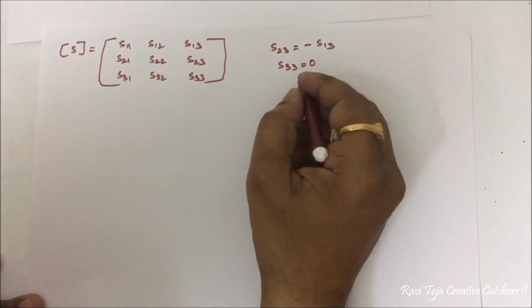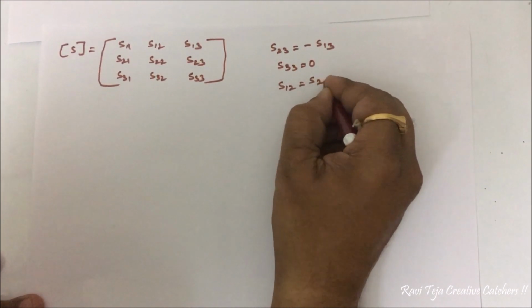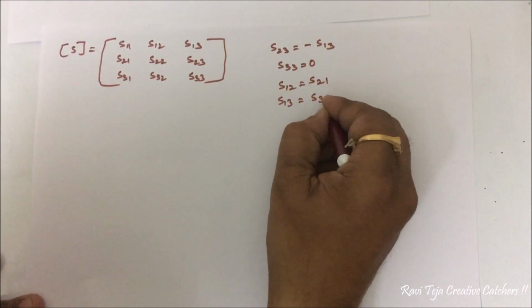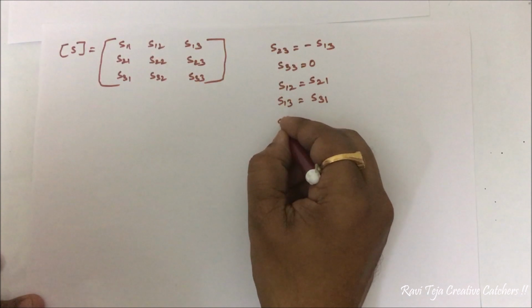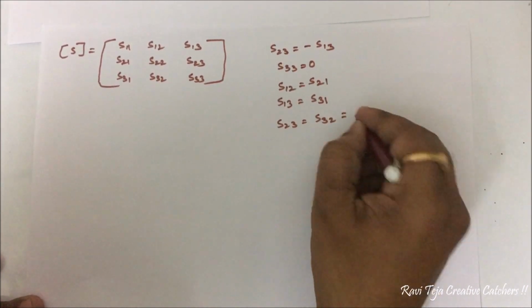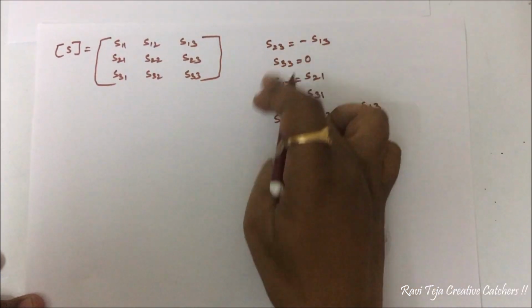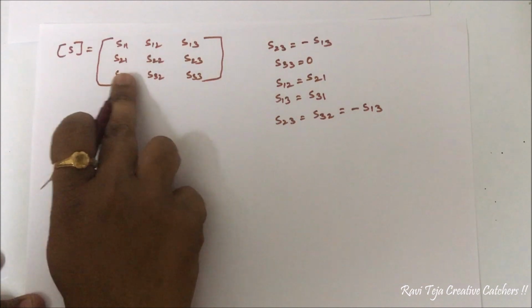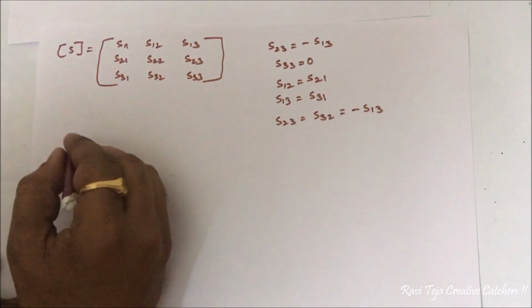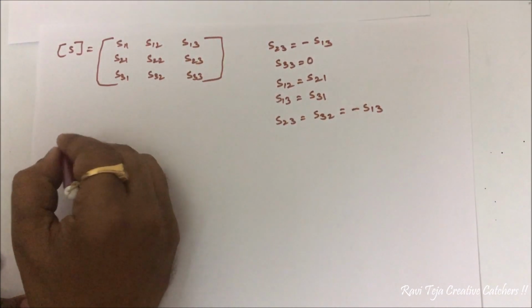And we have the symmetric conditions: S12 is equal to S21, S13 is equal to S31, and S23 is equal to S32, which is again nothing but equal to minus S13. Substitute all these things in the S matrix. Now, let us substitute all the values in this particular matrix.